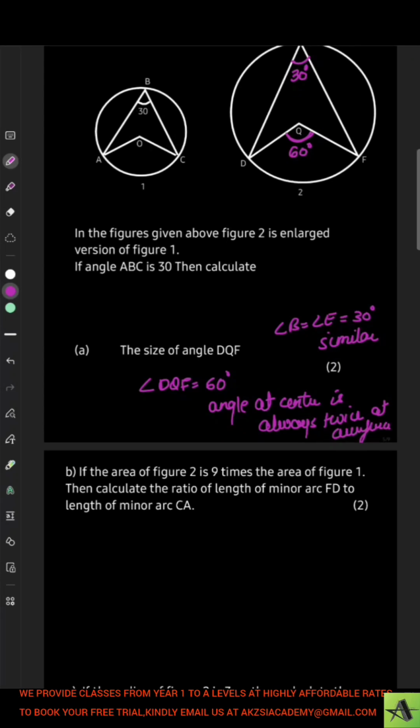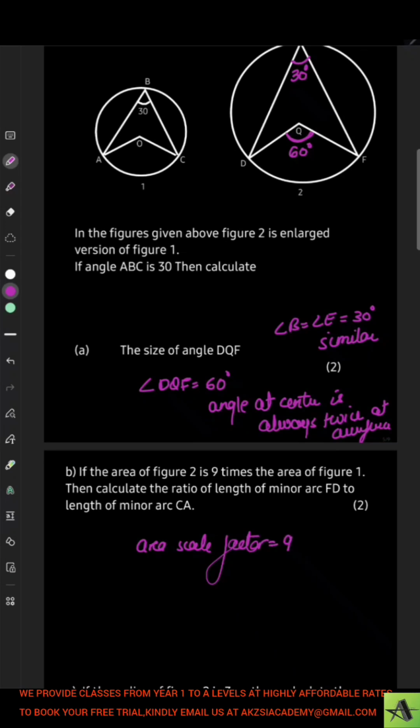Now part B says if the area of figure 2 is 9 times the area of figure 1, then calculate the ratio of the length of the minor arc FD to the length of the minor arc CA. It's very easy. It's already given that they are both similar figures. And with similar figures, if we are finding the ratio of areas, it's basically the area scale factor. Whenever we divide two areas, that's basically the area scale factor. So I can see that the area scale factor is given as 9.